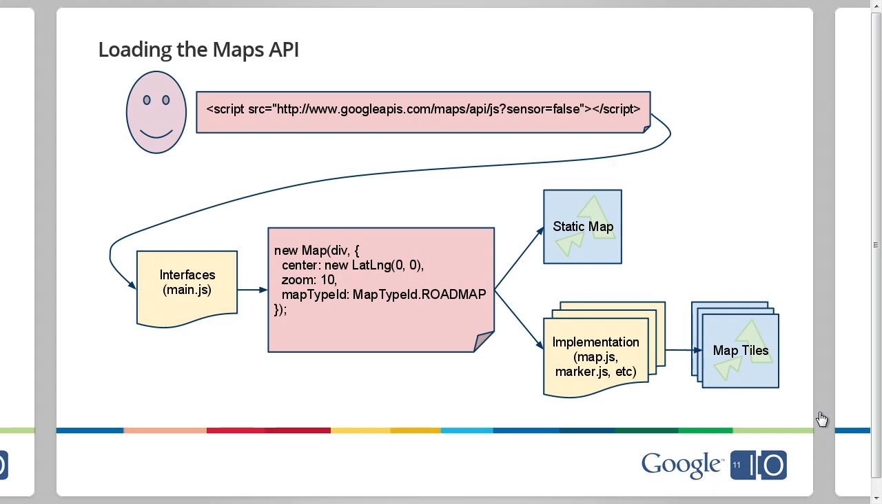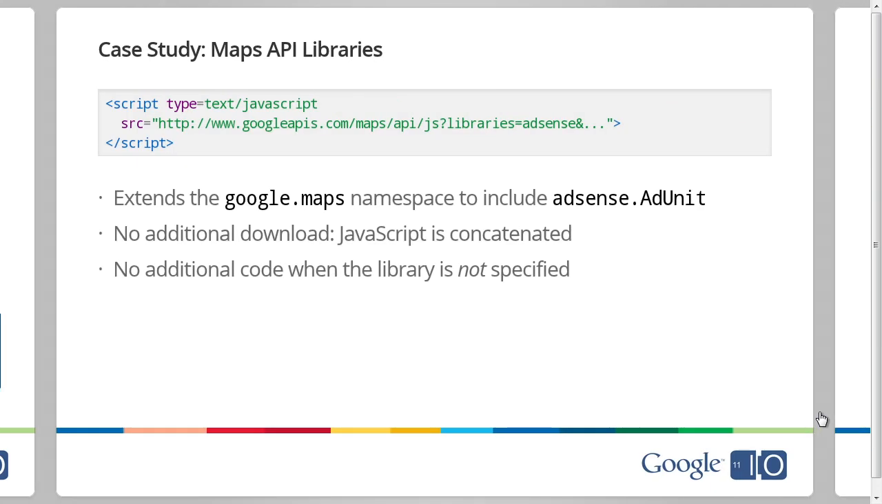Now I'd like to talk a little bit more, to drive home this point of how we do things, about the new Maps API libraries feature. Over time, that interface file, main.js, can grow and grow as we add more and more features. To avoid adding these features for all developers who might not need these new, really specialized features, and all you want to do is show a map with a marker and don't want all of our fancy new features, we've added these libraries. So when you request the bootstrap, you ask for the particular libraries that you want. In this example, the AdSense library, which has a component called the ad unit, which can render ads on your map.